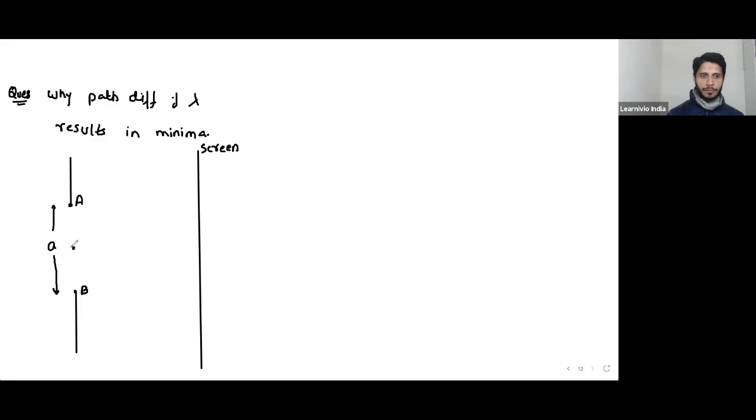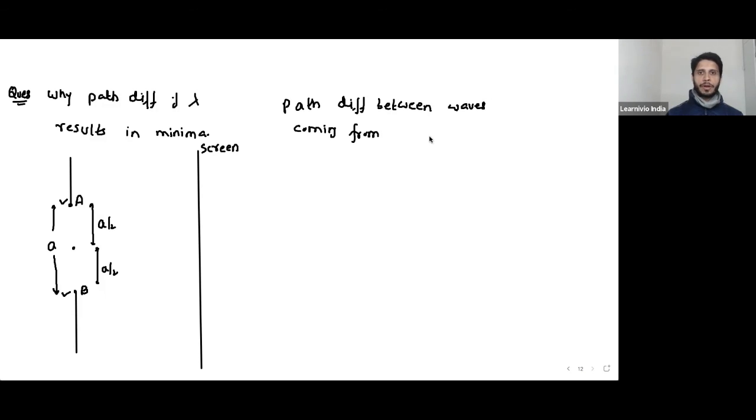So this is the slit of width A. I'm dividing this slit into two equal parts. This is A by 2 and this is A by 2. The path difference between waves coming from point A and B is lambda. So the path difference between waves which are coming from point A and B is lambda.